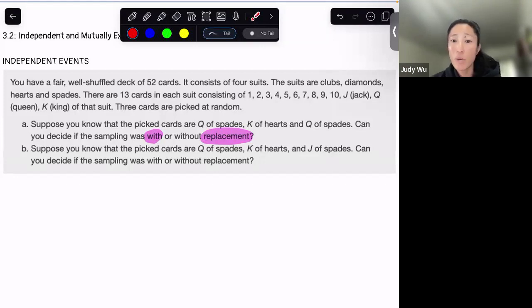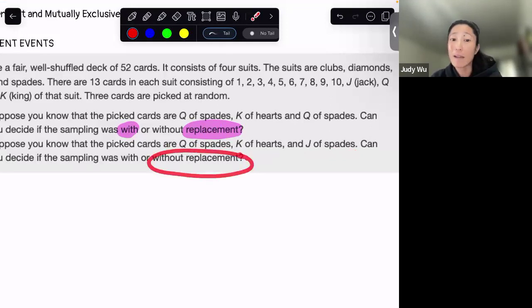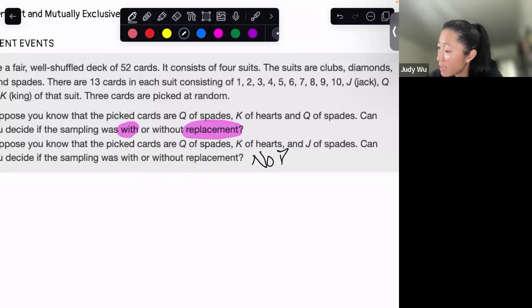Suppose you know that the picked cards are a queen of spades, a king of hearts, and a jack of spades. Can you decide if the sampling was with or without replacement? Queen of spades, king of hearts, jack of spades. There are no repeat cards. So possibly we picked them and never put them back, without replacement. However, maybe we just never picked the king of hearts again. Maybe we pulled out a king of hearts, put it back in, and just happened to not pick it. So it's also possible that it was with replacement. In this case, we cannot tell whether it's with or without replacement. It possibly could be that we put them back in and just never picked them again.